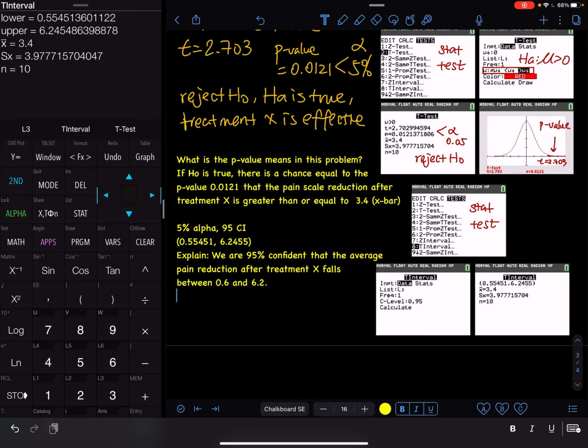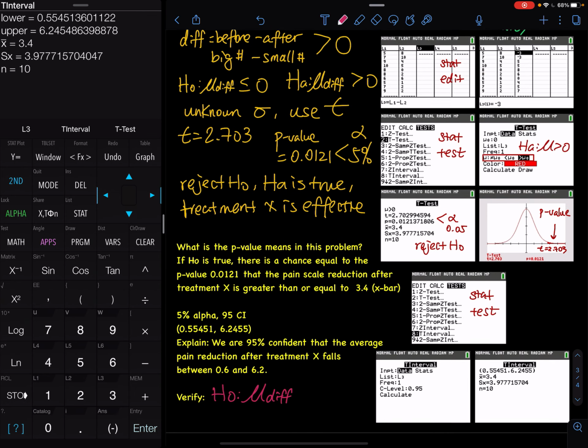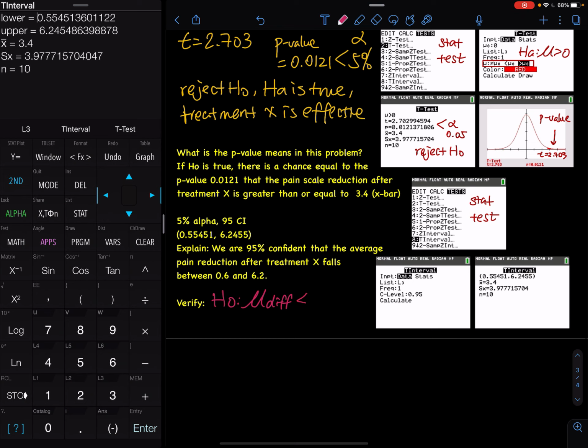And then the next one is my favorite. I call this a verify. I like this one a lot. For verify, you have to recall your H0. So let me just handwrite this. So what is your H0? Your H0 is the mu difference is less than or equal to 0.